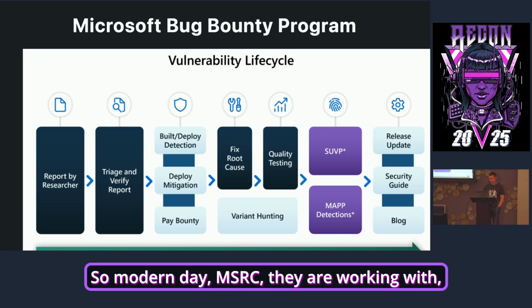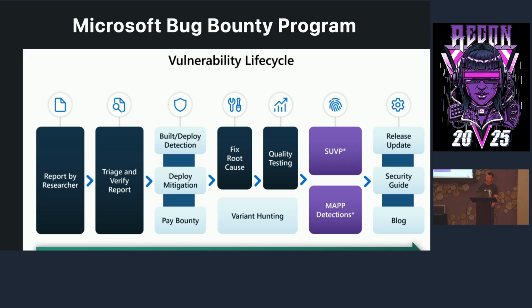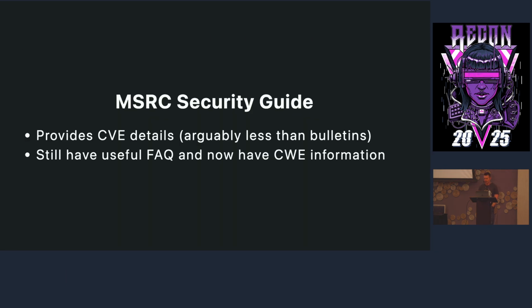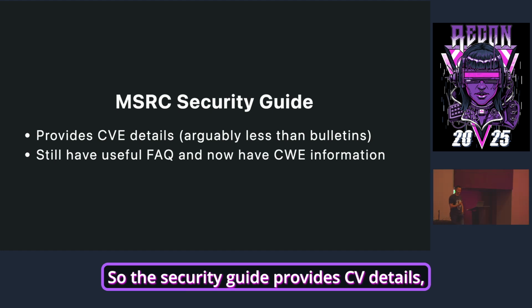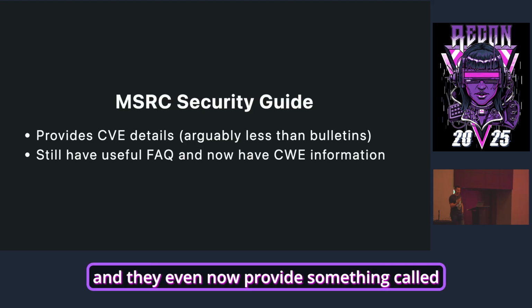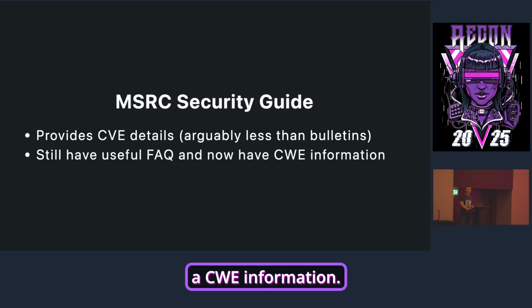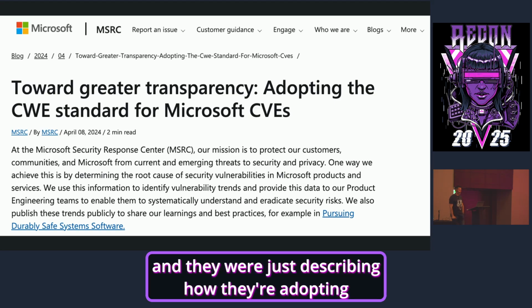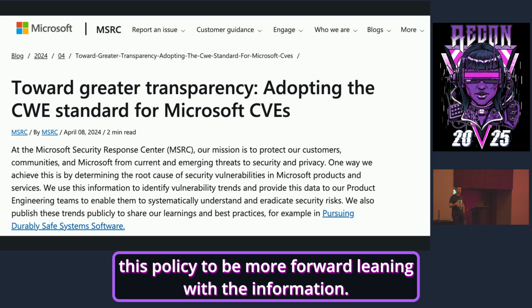So modern day MSRC, they have a bug bounty program working with researchers, and they now publish this MSRC security guide. And we're going to focus more on that now. The security guide provides CVE details, and they provide useful FAQs, and they even now provide something called CWE information. This is an article from 2024, and they were just describing how they're adopting this policy to be more forward-leaning with the information.